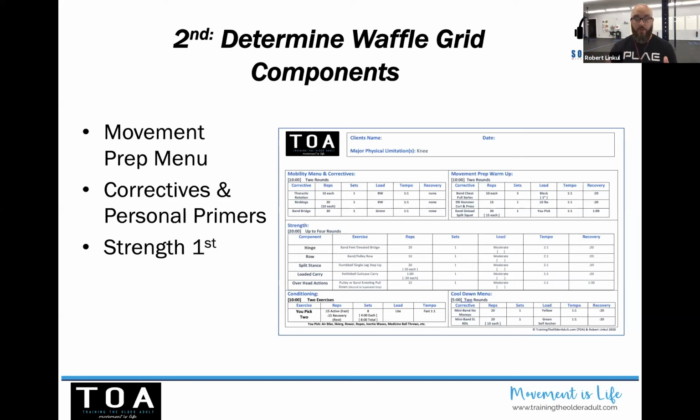Okay. So for this program in particular, we have a hinge, a row, a split, a carry, and an overhead action. Those are my 5 movement components. And I teach those and do those in every single workout we do, no matter what. It doesn't always have to be 5 things. I can marry some of those together. I can do a split squat to an overhead press, and I check, right?